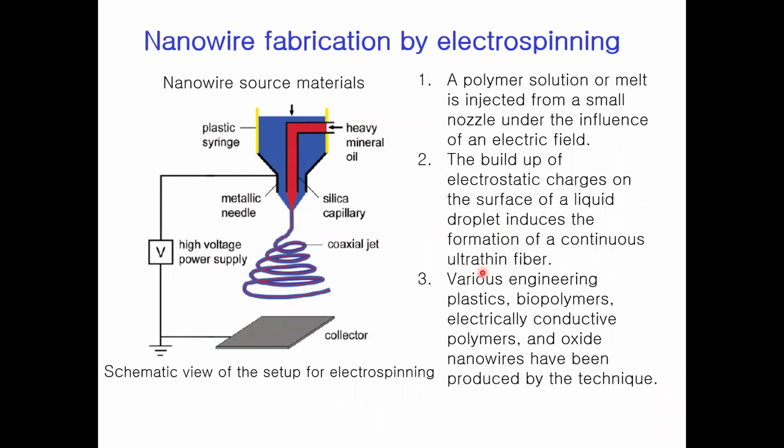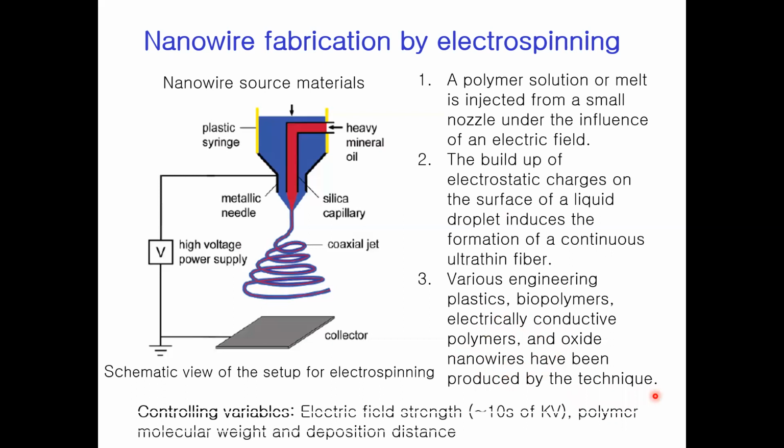So people have made different types of material, various engineering plastics, biopolymers, electrically conductive polymers, electronic polymers, and oxide nanowires, and so on. The controlling variables are the electric field strength, tens of kilovolts, and you can add different molecular weights, and you can control the deposition distance as well.